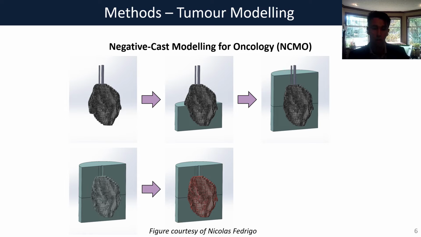And then finally, we can inject a combination of our radioisotope and liquid plastic to create the final tumor model. And once it hardens, we can simply remove it from the mold.